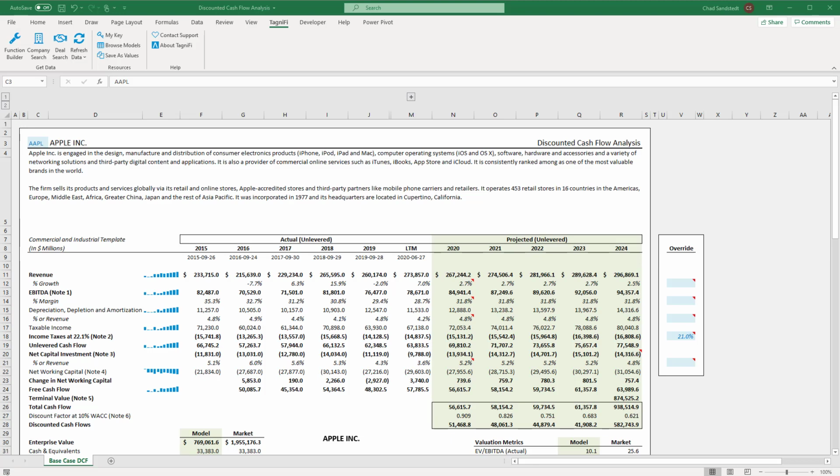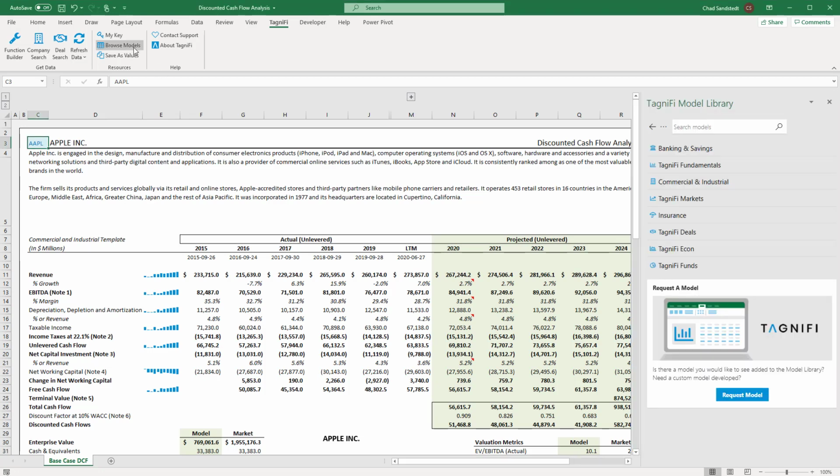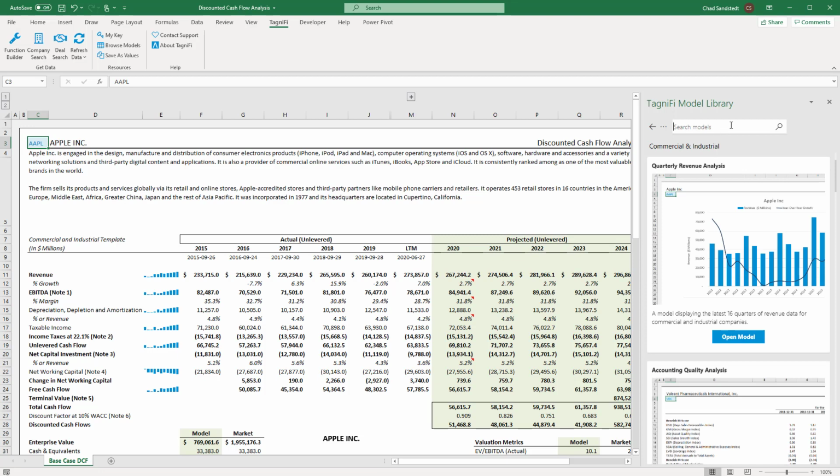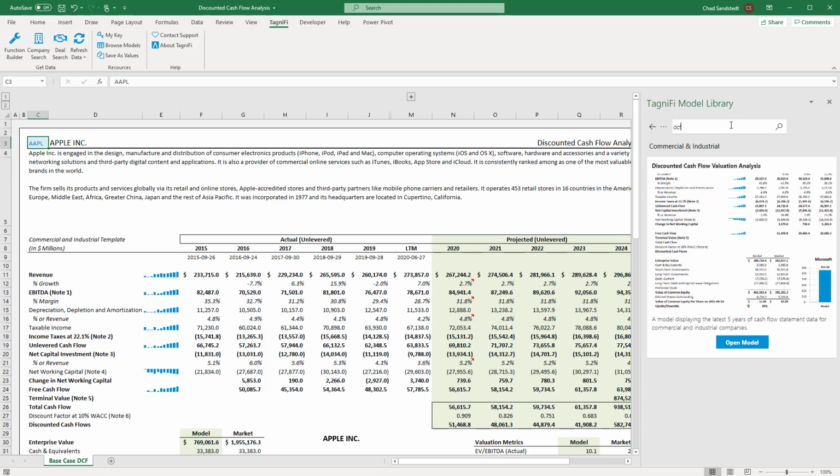Next, we're going to look at the discounted cash flow model in the TagniFi plugin. This is one of the models in the model library. It's great for valuing companies using the discounted cash flow method, and you can run any public company through this model. It's under commercial and industrial, so if we just search for DCF, it should pop up here.